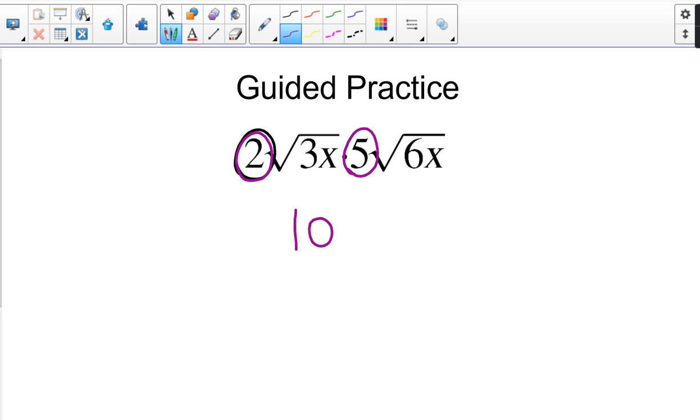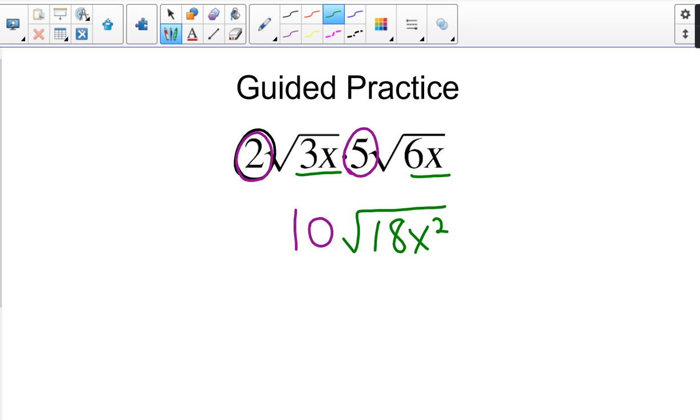Then we have the insides of our radical. Insides of our radical will go inside a radical after we multiply them. So that would be 3x and 6x. We multiply 3 times 6, and that's 18, and x times x, which is x squared. Okay, so we're finished the multiplication.